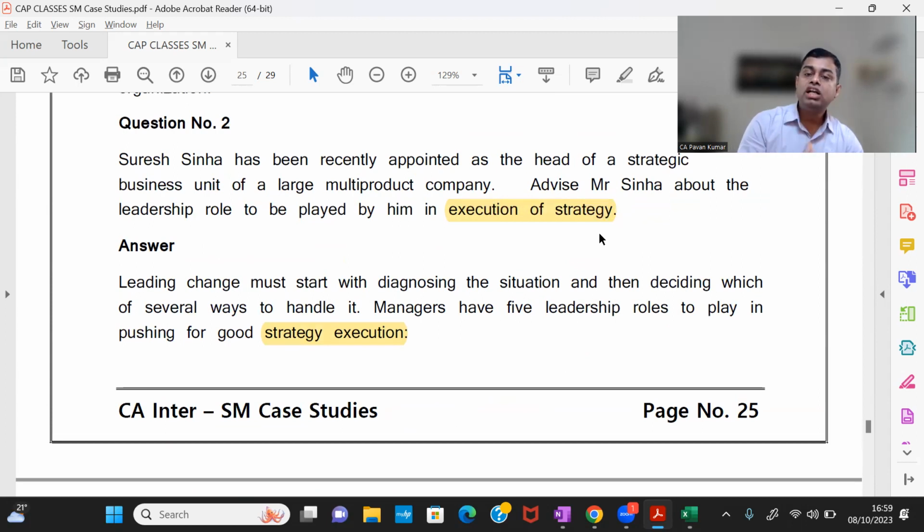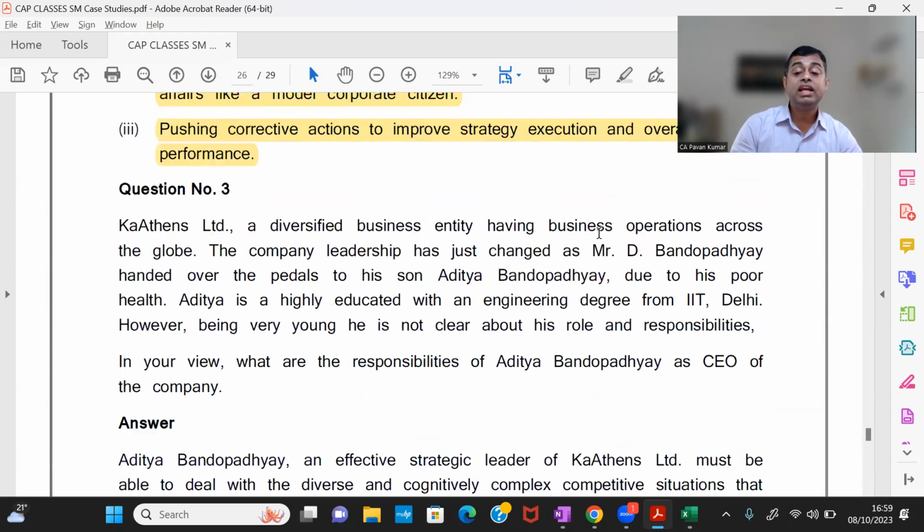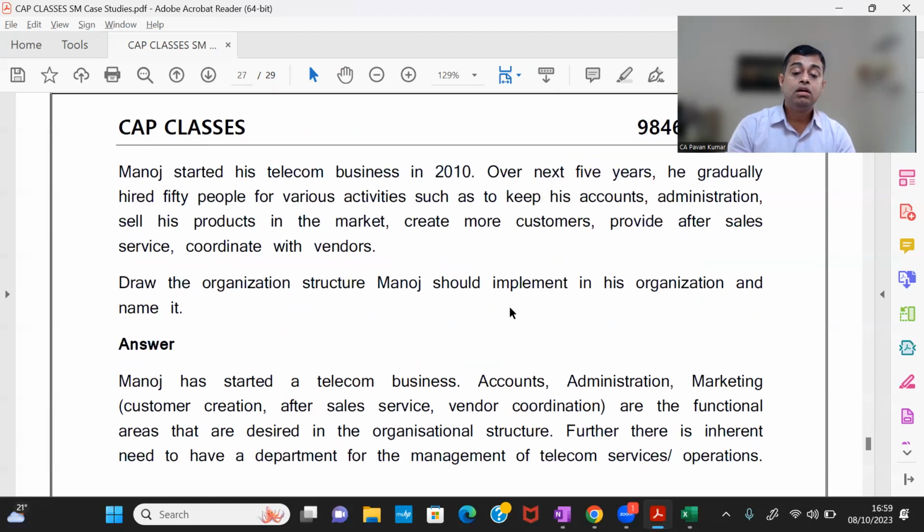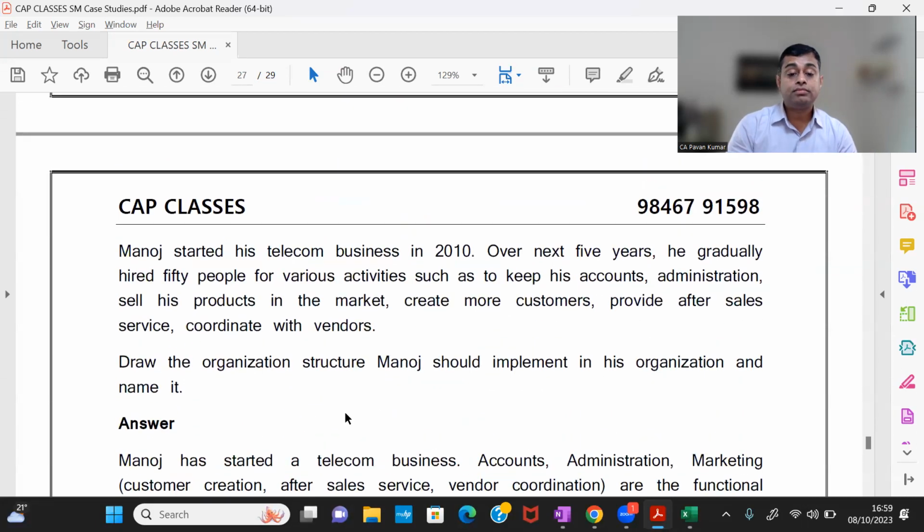Question number two, what is the role of a strategic leader in the context of strategy execution? Question number three, what is the role of the CEO of a company? What is the role of a strategic leader in general? So this involves strategy formulation also. You look here, formulation, making strategic decisions, decision making. These will not come in the previous question. You understand?